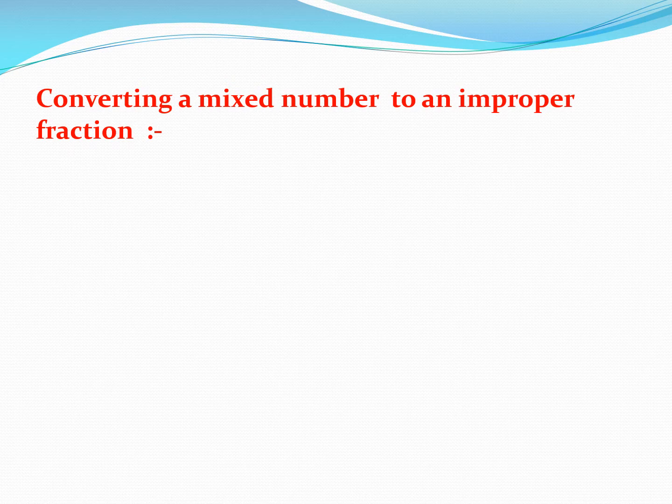Let's learn how to convert a mixed number to an improper fraction. The first example: we have the mixed number 4 and a half. How do we convert a mixed number to an improper fraction? The first step, we multiply the denominator by the whole number, and the second step, we add the answer to the numerator. Let's see how to do it.